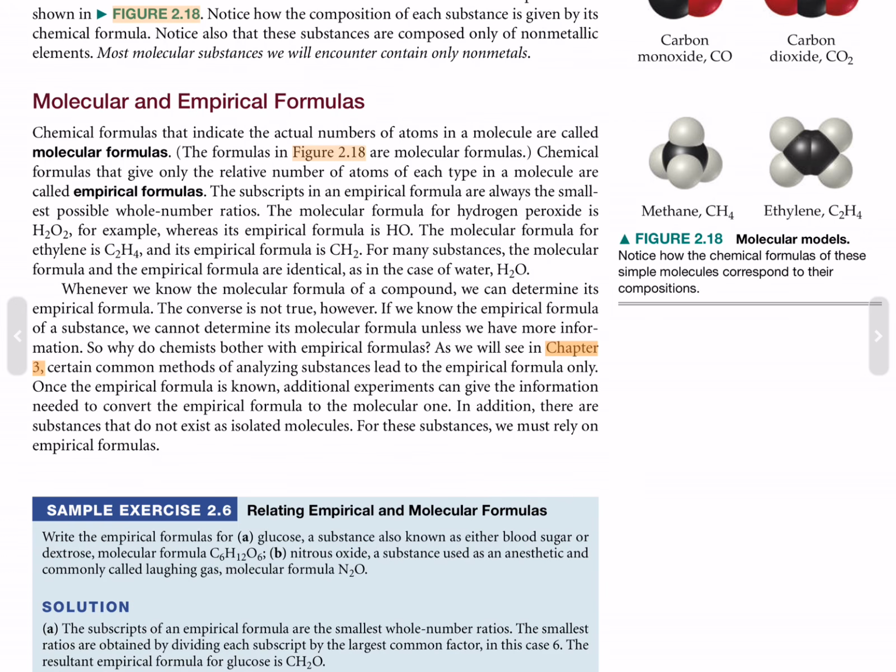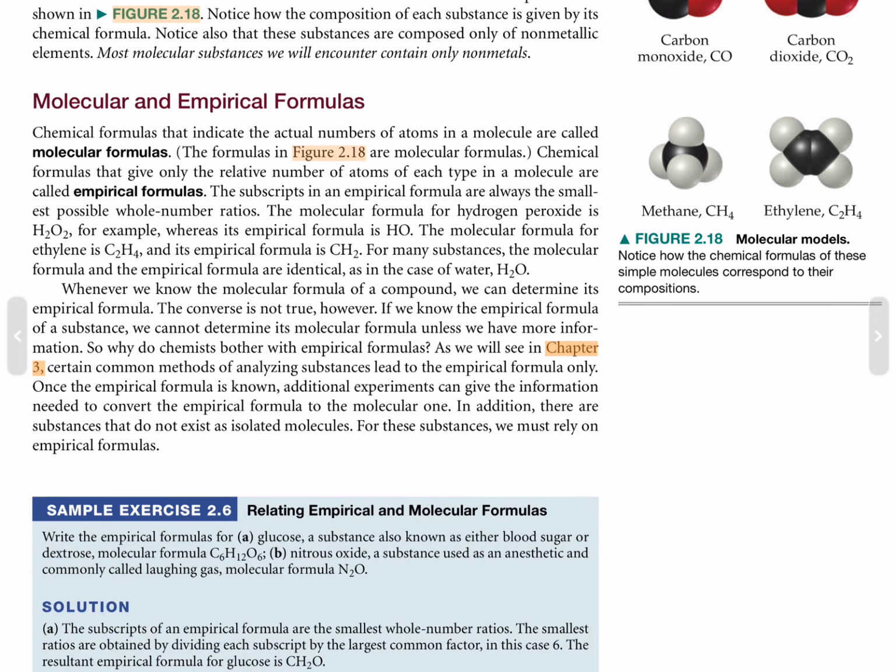Molecular and empirical formulas. Chemical formulas that indicate the actual number of atoms in a molecule are called molecular formulas. The formulas in Figure 2.18 are molecular formulas. Chemical formulas that give only the relative number of atoms of each type in a molecule are called empirical formulas. The subscripts of an empirical formula are always the smallest possible whole number ratios. The molecular formula for hydrogen peroxide is H2O2, whereas its empirical formula is HO. The molecular formula for ethylene is C2H4, and its empirical formula is CH2.